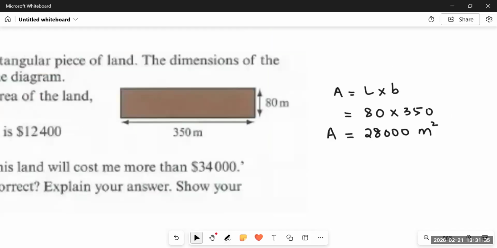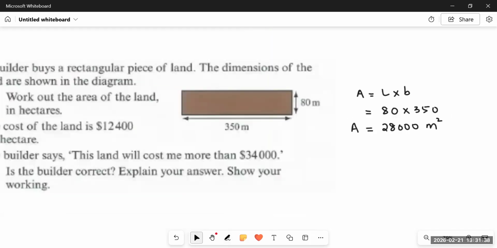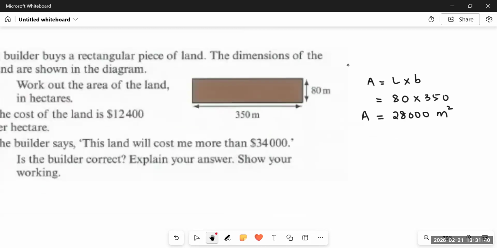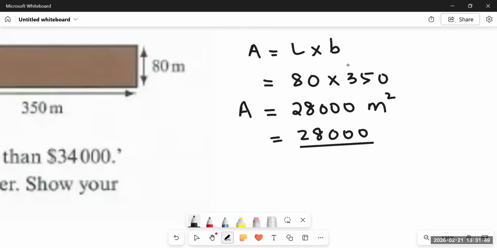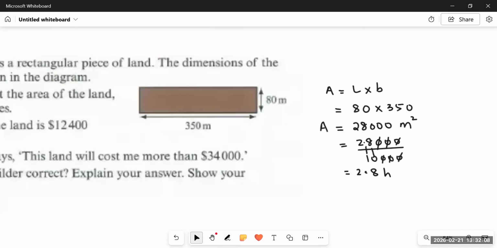Now let's figure out what it says. It says work out the area of land in hectares. After finding the area in meter square, we can easily convert it into hectares by dividing by 10,000. So we'll cross out the zeros with zeros, then we are left with 28 upon 10. The decimal comes between 2 and 8, so it gives us 2.8 hectares. So that's the area of this land.